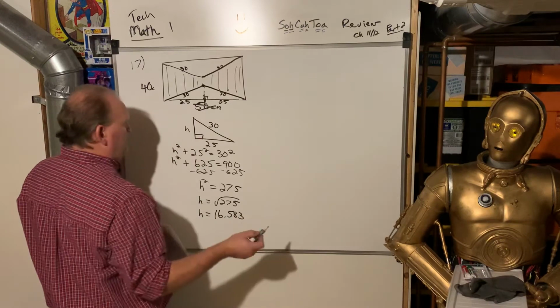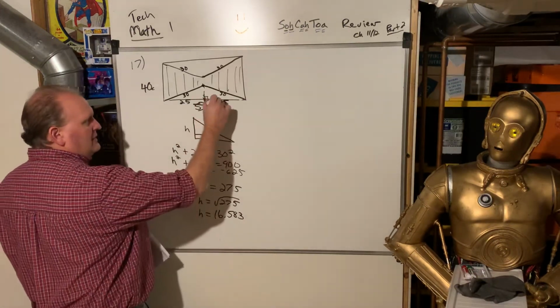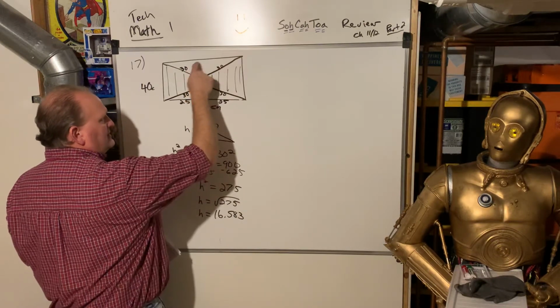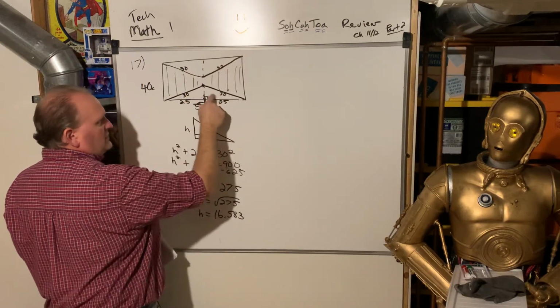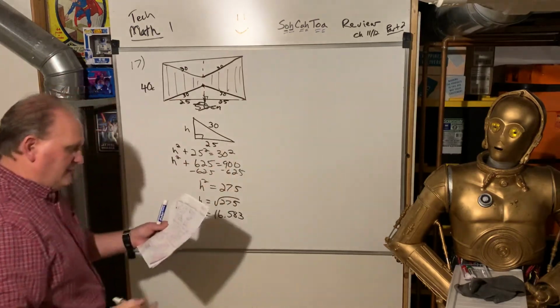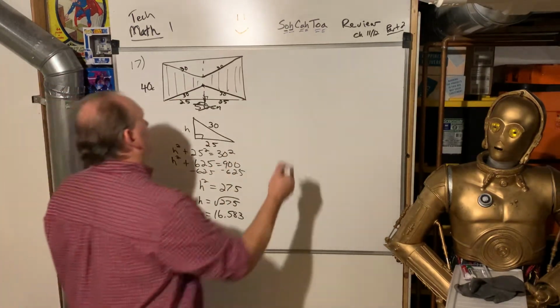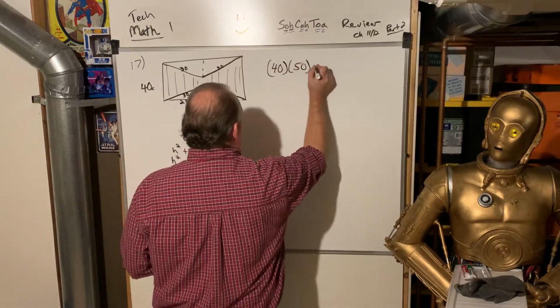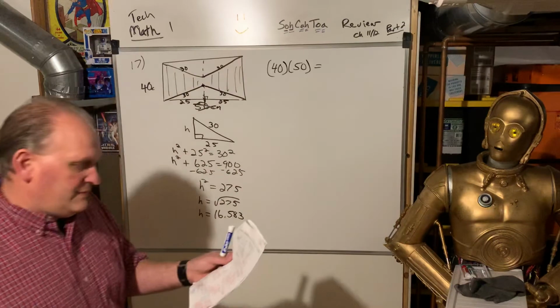Now, why did we do that? Well, because we want the area of this triangle, and then we're going to take it times 4 because there are 4 equal triangles. This one, this one, this one, and this one, and we're going to subtract it off of the area of the big rectangle. So let's find the area. 40 times 50. That's the area of the entire rectangle. 2,000.